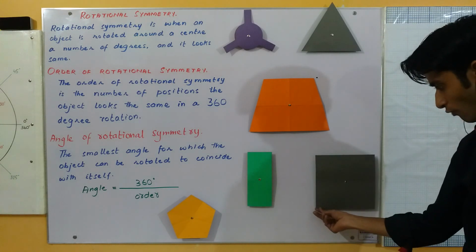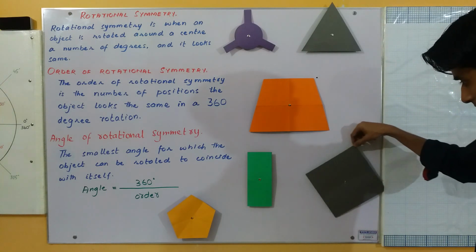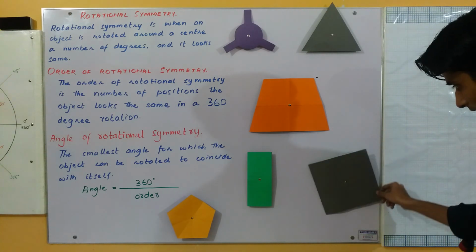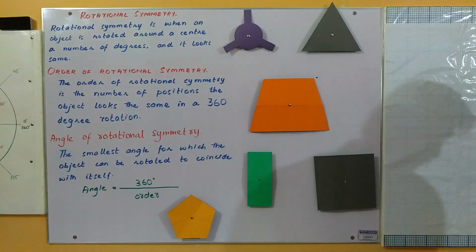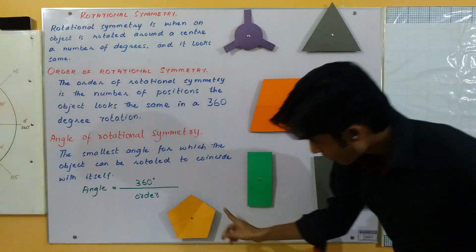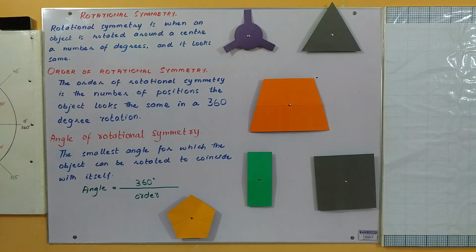And what could possibly be the order of rotation symmetry of a square? Yes, 1, 2, 3, and then 4. I hope you have understood. What about that thing? What does that shape look like? That is a regular 1, 2, 3, 4, 5. That is a regular pentagon.